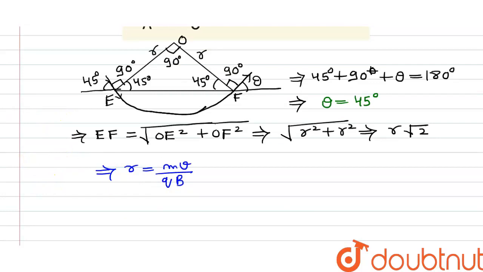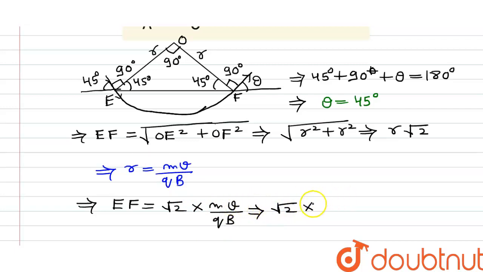So our EF value will be square root of 2 multiplied by R, which R value is this. So we can put here MV divided by QB. So now we can put the value of M and V, Q and B. So we will write square root of 2 multiplied by what is the mass? It is 1.6 into 10 raised to minus 27 kilogram multiplied by velocity. What is velocity? It is 1 into 10 raised to 7 meter per second.